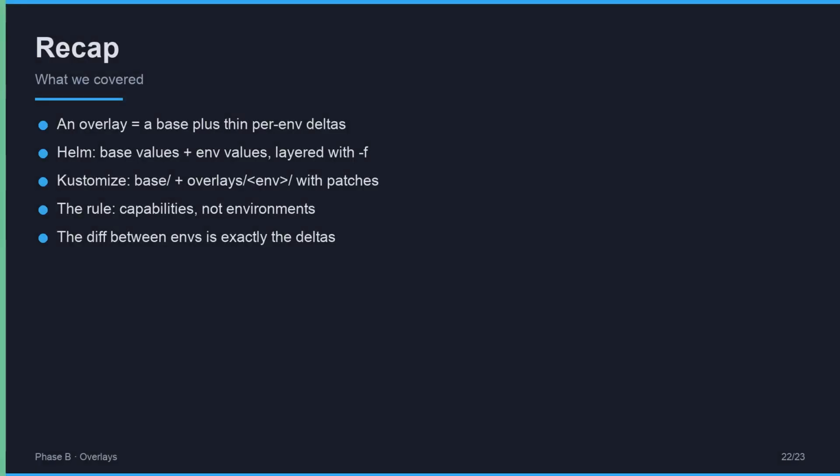Quick recap. An overlay is a base plus thin per environment deltas. In Helm, that is base values plus environment values, layered with -f. In Kustomize, it is a base folder plus an overlays folder with patches. The governing rule is capabilities, not environments. And the proof that you did it right: the diff between two environments is exactly and only the deltas.